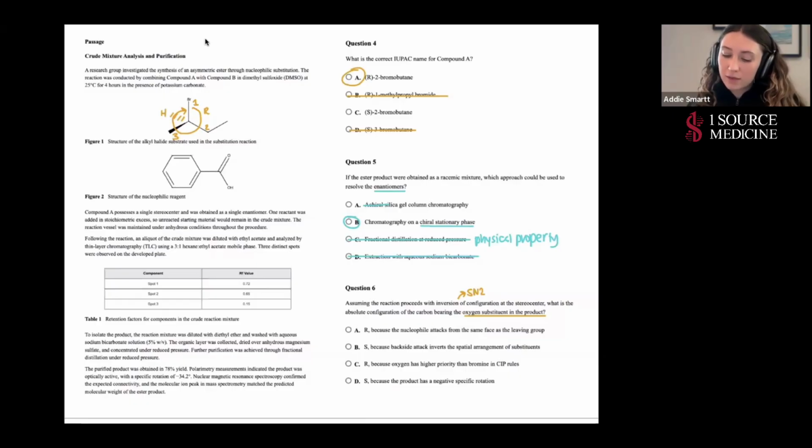So I can basically rule out A and C, but I just want to make sure that the explanations are correct. In B, because backside attack inverts the spatial arrangement of substituents, that is true. S, because the product has a negative specific rotation. So it is true based on the passage. However, just because something has a negative specific rotation does not mean that it is S, and positive specific rotation does not mean that the product is R. So that's kind of a misattribution there. And so our answer then has to be B. And I guess with A, it would attack from the opposite face as the leaving group, so that doesn't make sense. And then this has nothing to do with priority rules.